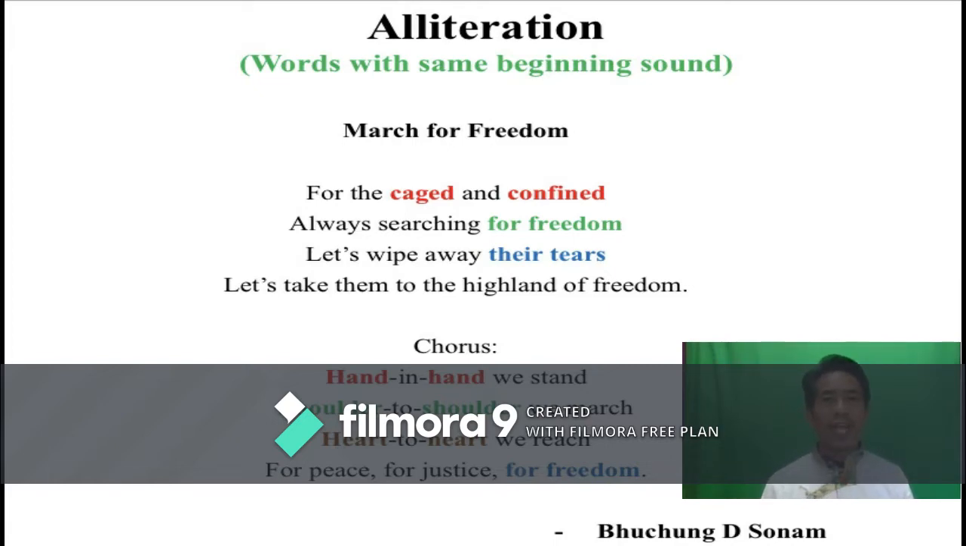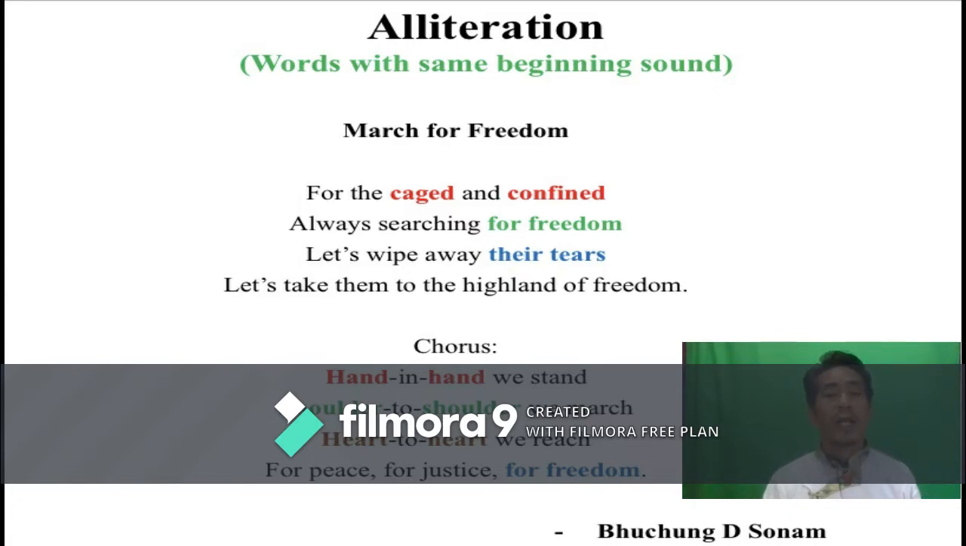March for Freedom. For the caged and confined, always searching for freedom, let us wipe away their tears. Let us take them to the high land of freedom. Hand in hand we stand, shoulder to shoulder we march, heart to heart we reach, for peace, for justice, and for freedom.